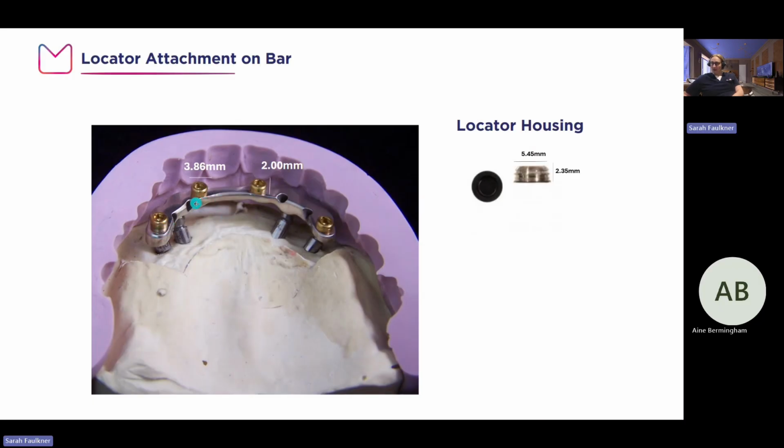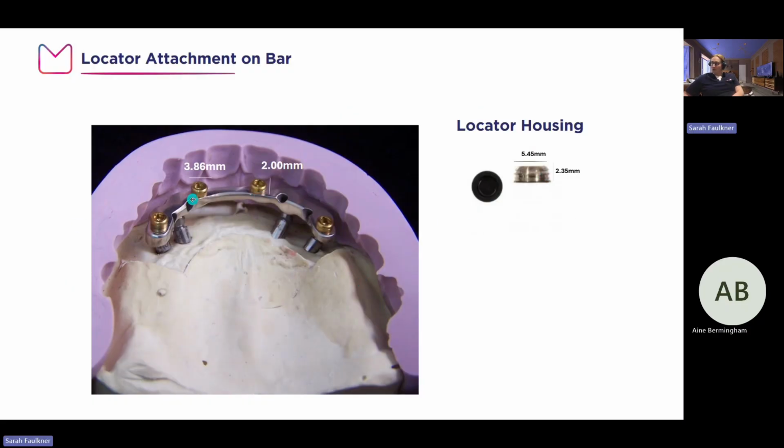But again, that actual locator profile itself is 3.86 millimeters wide with a height of 2 millimeters. So those are the considerations we have. But you can have a look at this case here where I've taken away the soft tissue, and you can actually see the angulation of the implants. This gives us a very nice parallel platform to have our overdenture retained from. But we need to be very aware of the locator housing.